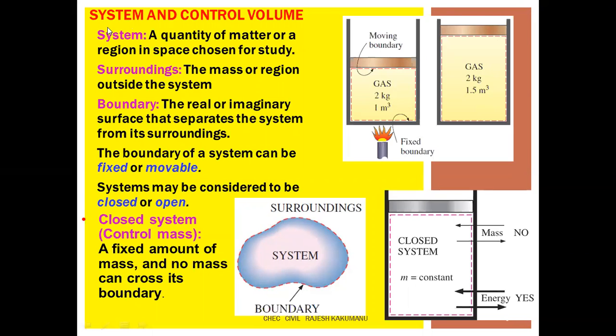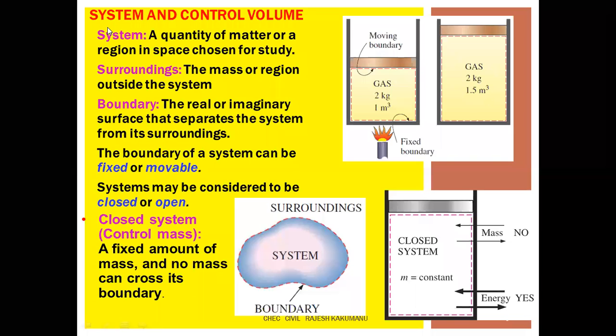Next, we'll see the system and control. So what is a system? What is the boundary? What are the surroundings? We already studied these in some physics or chemistry classes, but we repeat them for the concept of the fluid mechanics subject, because in the next classes all of these will be repeated. So what's the system here? A quantity of matter or a region in space chosen for study.